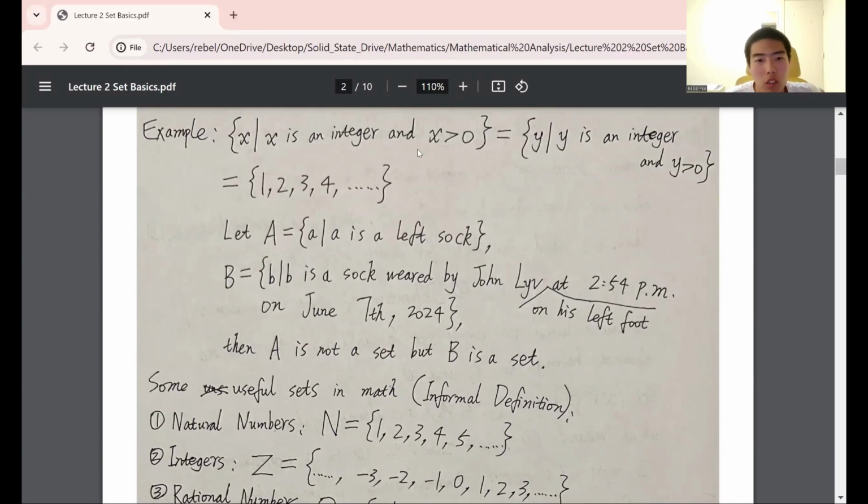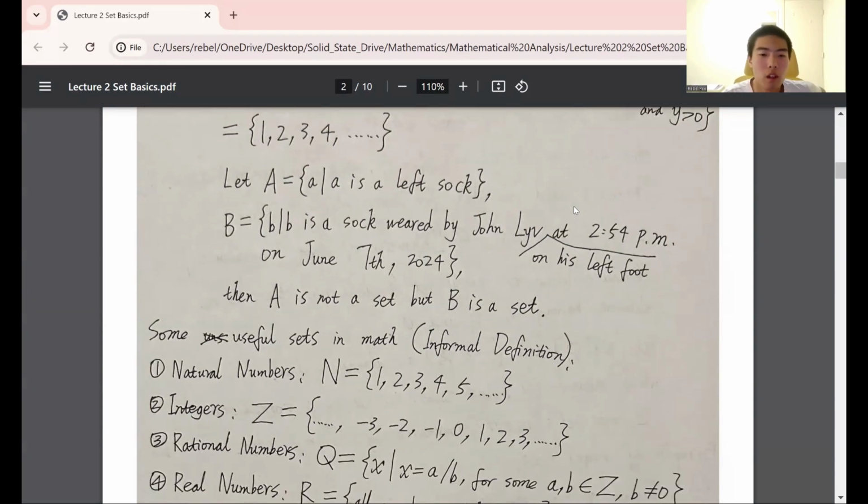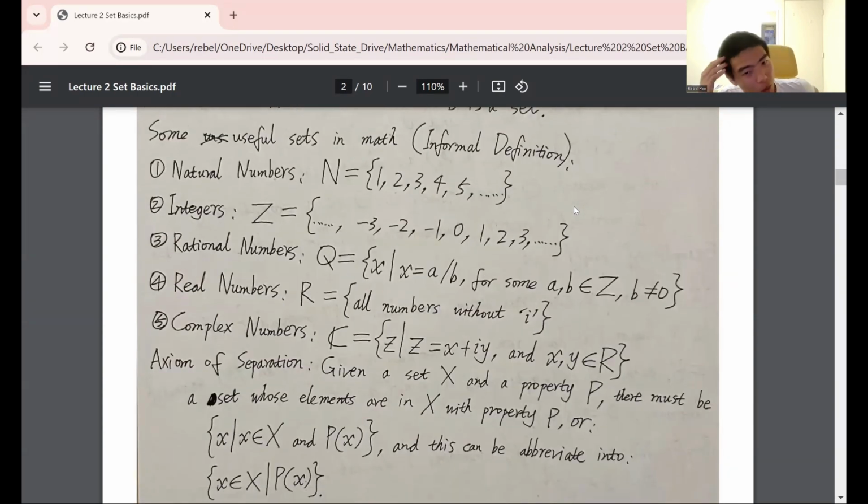All right. So what about this example? The top example is just an example of how to write a set by a property. So x is an integer and greater than 0 is equal to y is an integer and y greater than 0, because y is just notation. It can change. It's the same, and both of them mean the infinite sequence of natural numbers 1, 2, 3, 4, and so on.